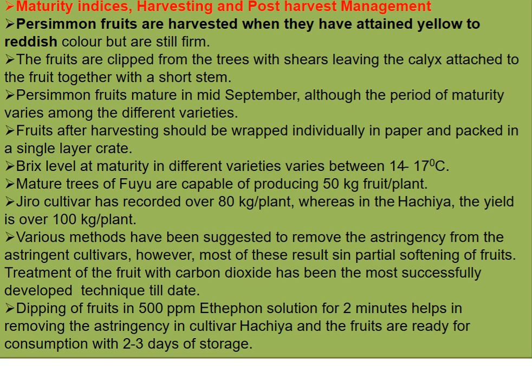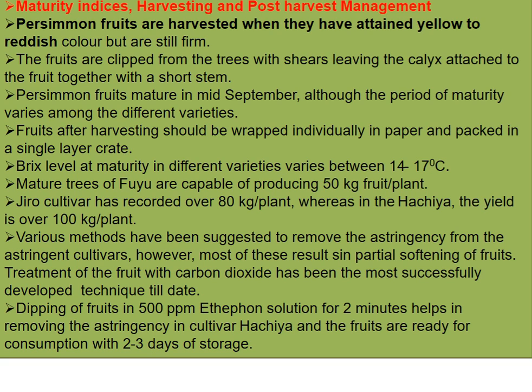Fruits after harvesting should be wrapped individually in paper and packed in a single layer crate. Brix level at maturity in different varieties varies between 14 to 17 degrees. Mature trees of Fuyu are capable of producing 50 kg fruits per plant. Some cultivars have recorded over 80 kg per plant, whereas in Hachiya, the yield is over 100 kg per plant.